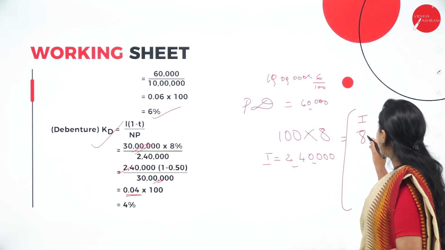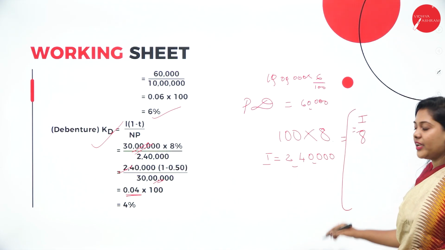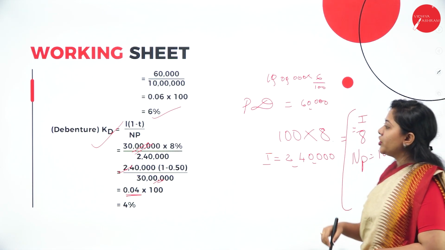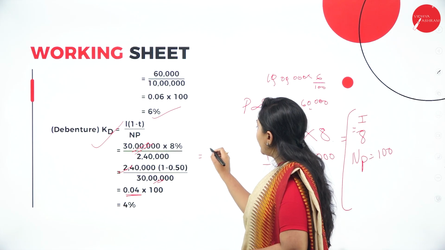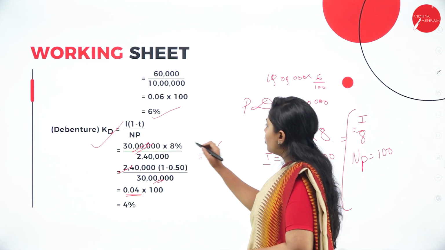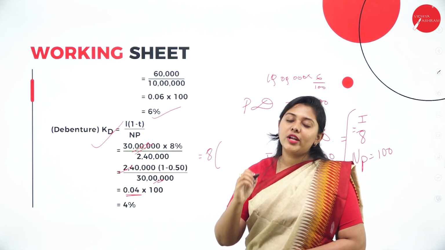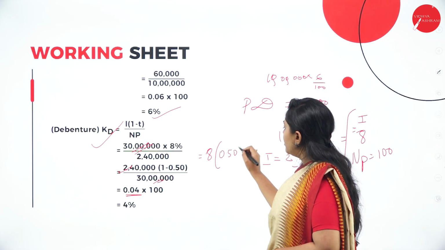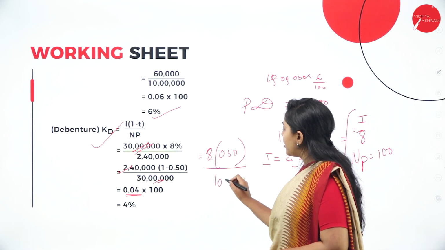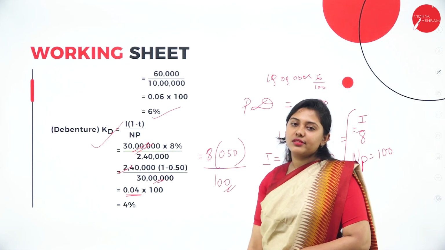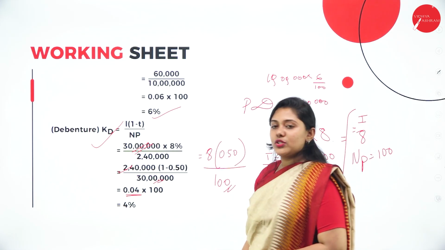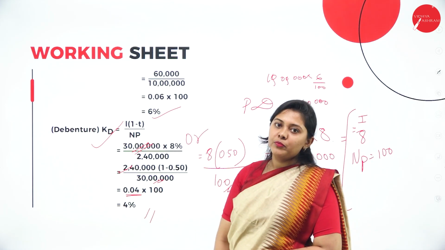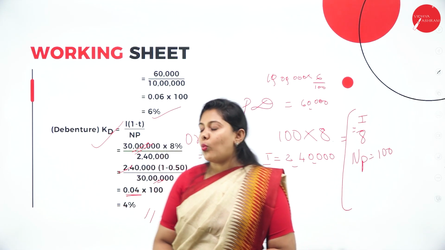So on 100, interest will be how much? Interest will be 8 rupees, net proceeds is 100. So if you substitute the value, 8 rupees, 1 minus tax rate, so 1 minus 0.50, it will be 0.50 divided by net proceeds 100. If you do this also, the answer will be similar. That is your 0.04 only, you will get it as an answer. Anything can be tried.